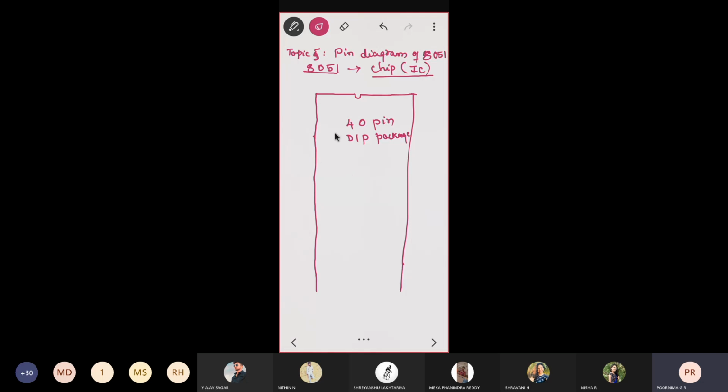Which will be available in the form of NMOS technology or in the form of CMOS technology. So this is an 8051 IC structure. Dual in-line package means all the 40 pins will be arranged on the left side and right side only.